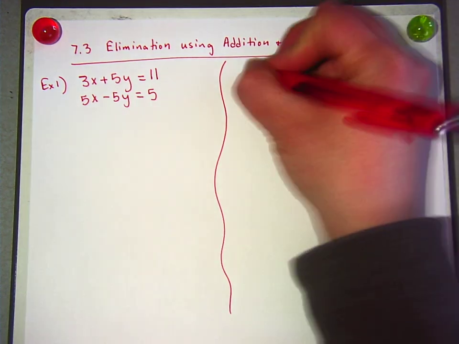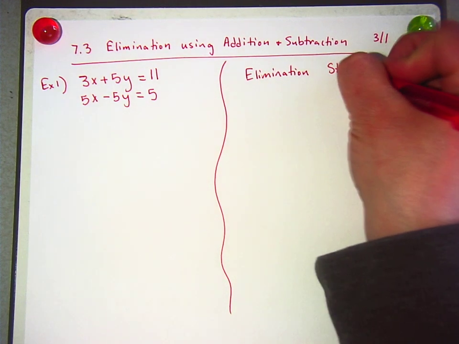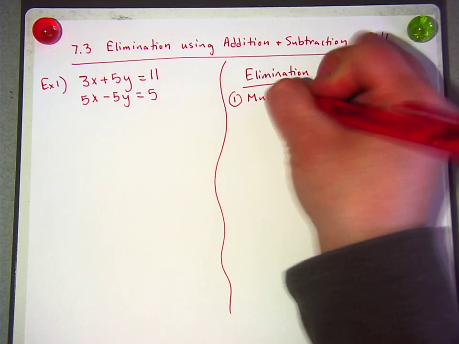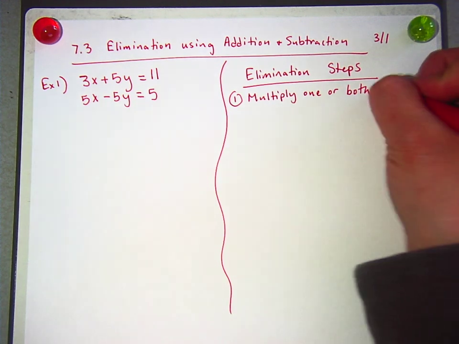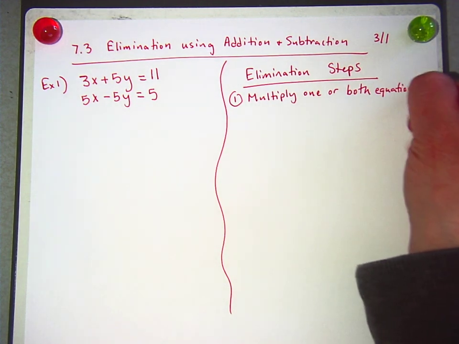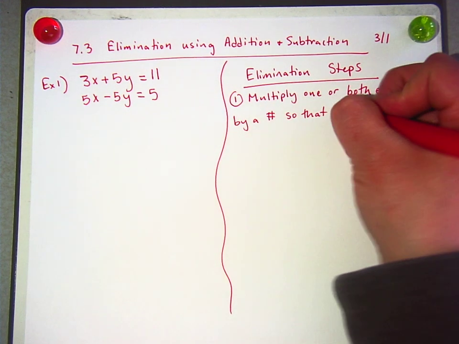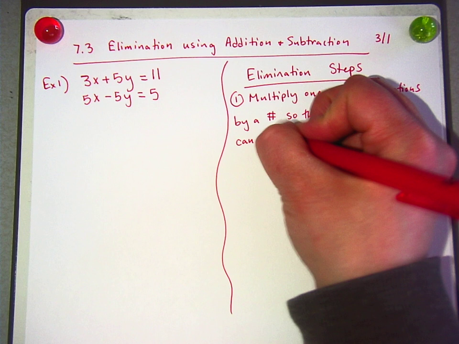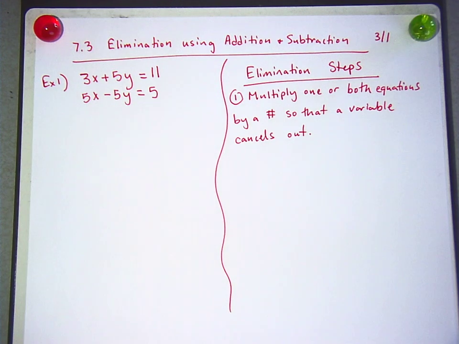This one is easiest done with elimination. So the first step of elimination is to multiply one or both equations by a number so that a variable cancels out.